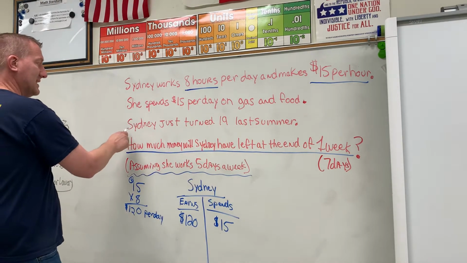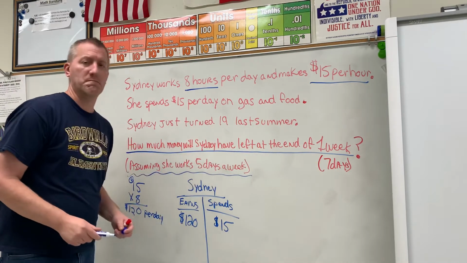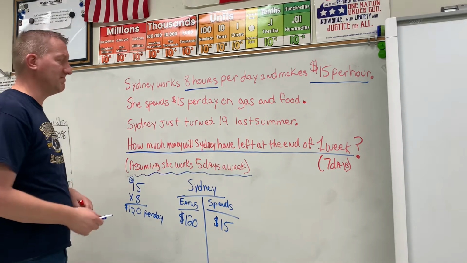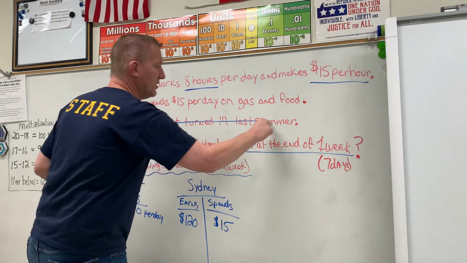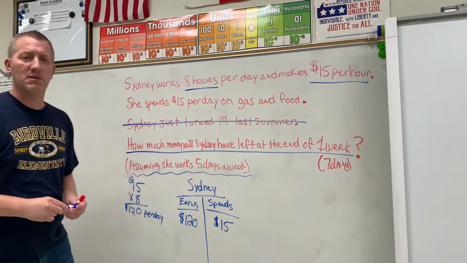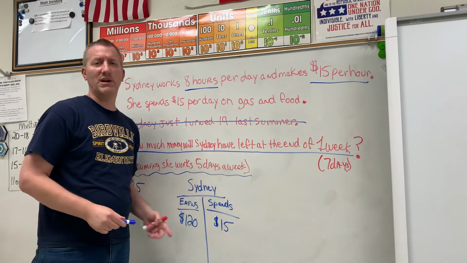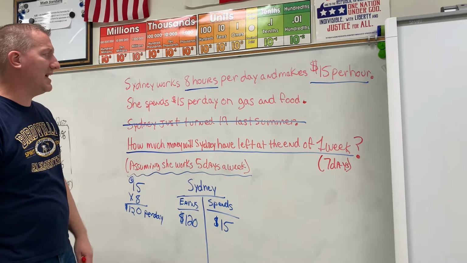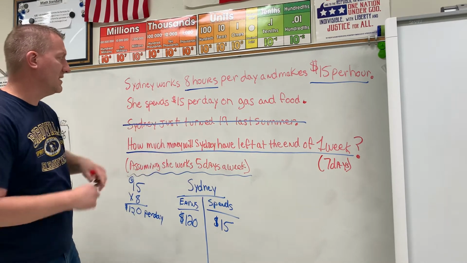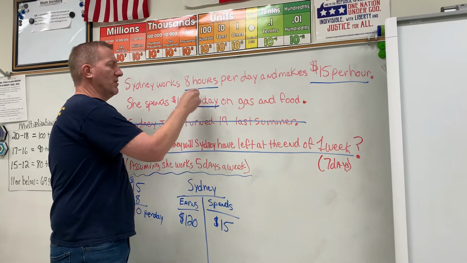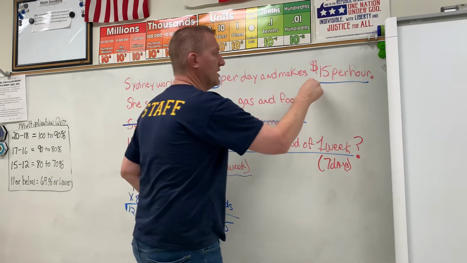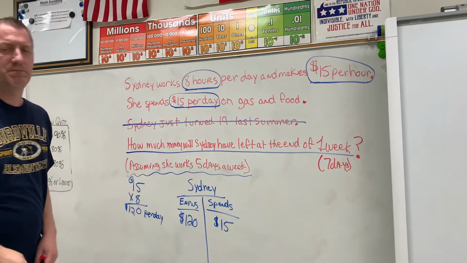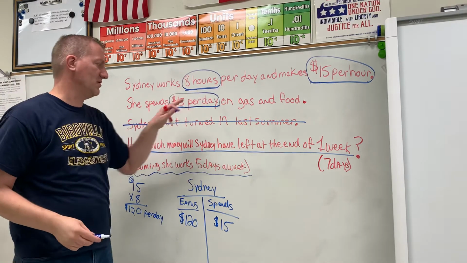All right, now this next line, Sydney just turned 19 last summer. Does that help us find how much money she will have left? No. So this has no use in the problem. Okay, so we don't care about that, so we're gonna slash the trash. So I slashed that out. I don't need that. I only want to concentrate on this. Okay, and this is one of our important ones, so we can circle these or you can underline them, whatever you want to do. You can put a box around them. Okay, it doesn't matter as long as those stick out.